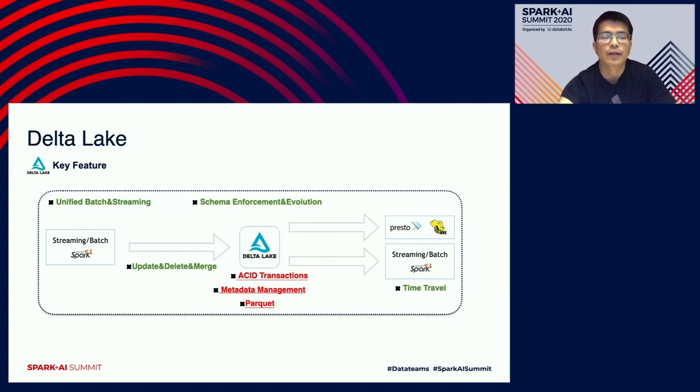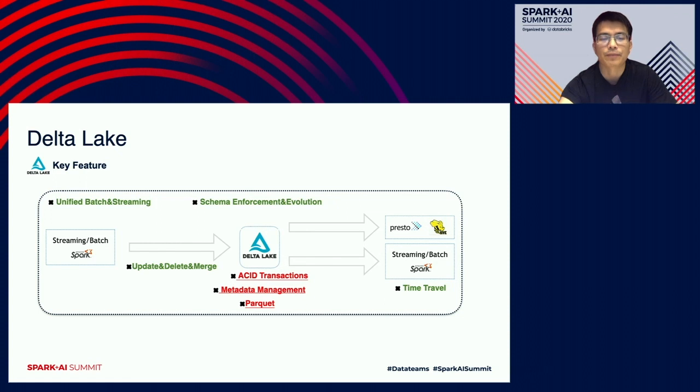Data Lake is an open source storage layer. Databricks described it as a lakehouse, which is a new data management paradigm. It combines the advantages of data lake and data warehouse. This figure shows the key features of the data lake. Data lake is built on the Parquet format and provides some features to support more complex data analysis requirements.